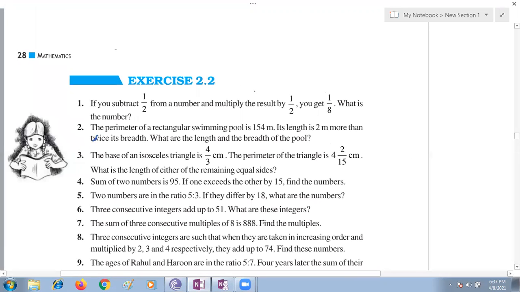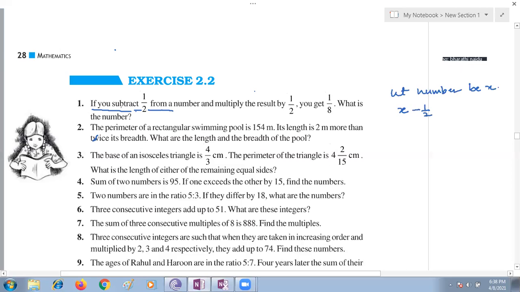In the first question, you let the number be x. First statement: if you subtract 1 by 2 from the number x, what should you subtract from x? You should subtract 1 by 2, that means x minus 1 by 2. Till here your part is over.